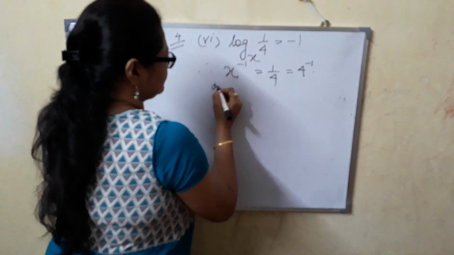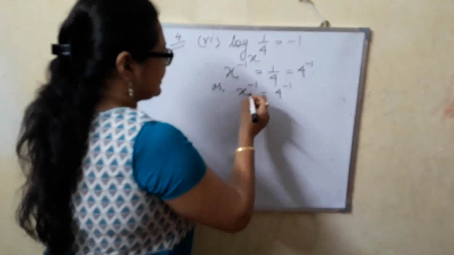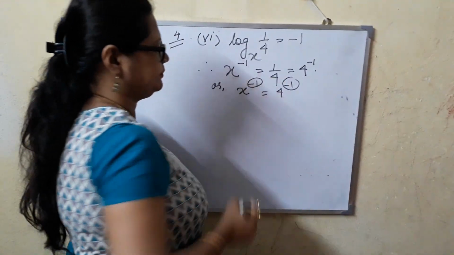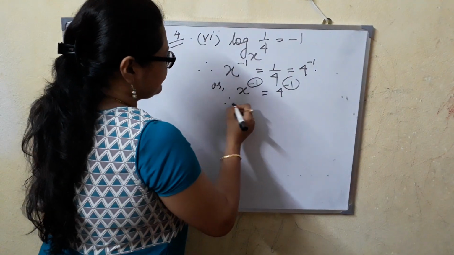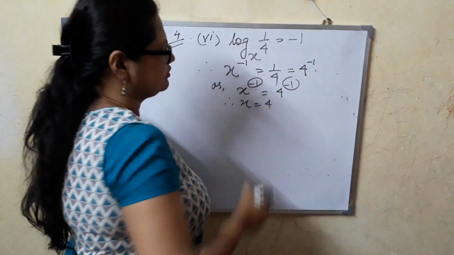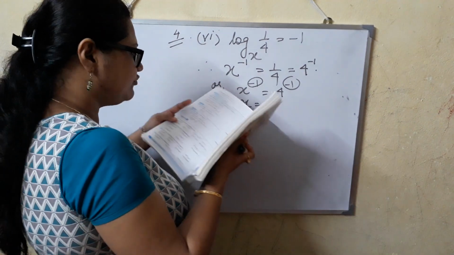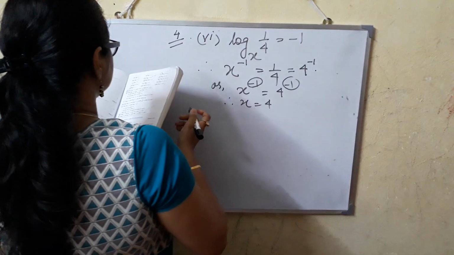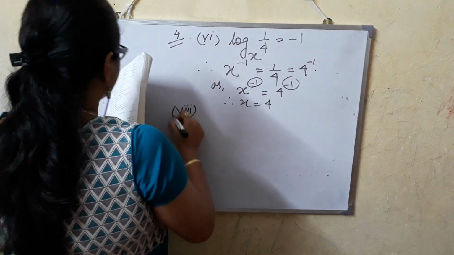If 2 sides of an equation is equal and the powers are equal, so definitely the bases will be equal. So from here I can write therefore x equal to 4. Clear? Okay. So let's move on. Let's move on to sum number 8. What do we have in sum number 8?